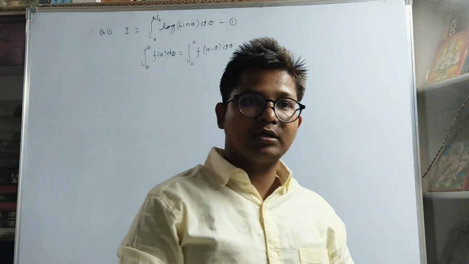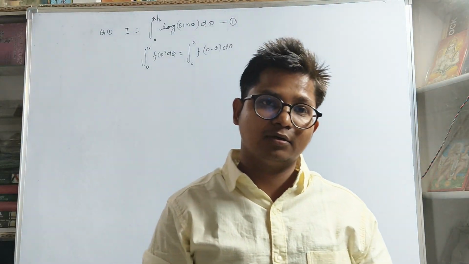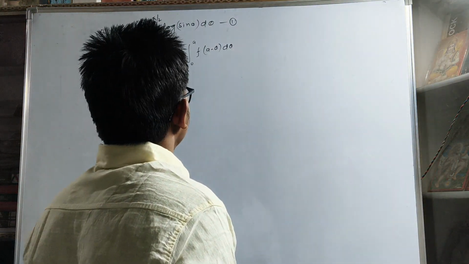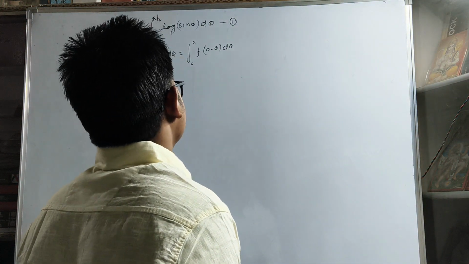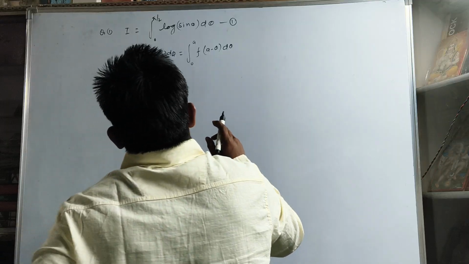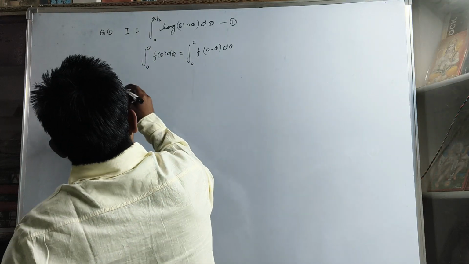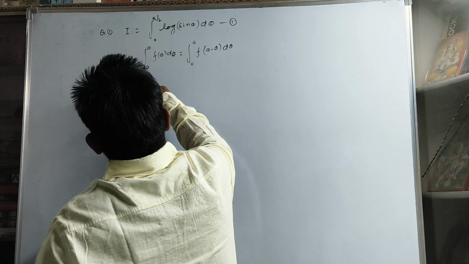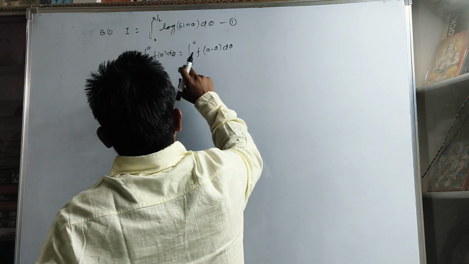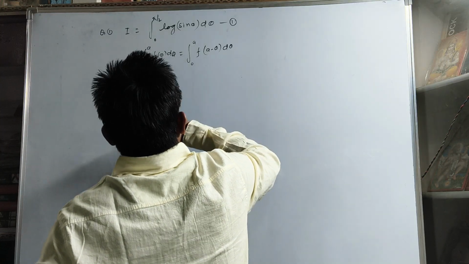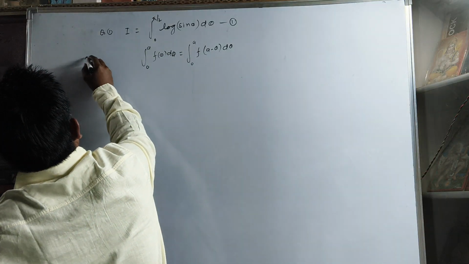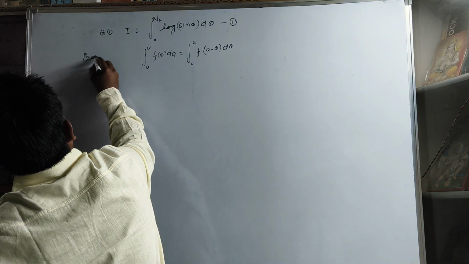Hello friend, in this video I'll solve an important integral of integral calculus, and the question is integration from 0 to pi by 2 log of sin theta d theta. So I have assumed it is I, and with the property of definite integration, that means integration from 0 to a f theta d theta equal to integration from 0 to a f of a minus theta d theta. It is the property of definite integration.